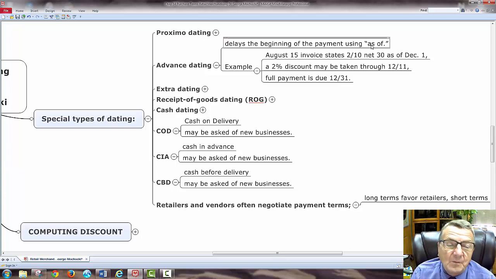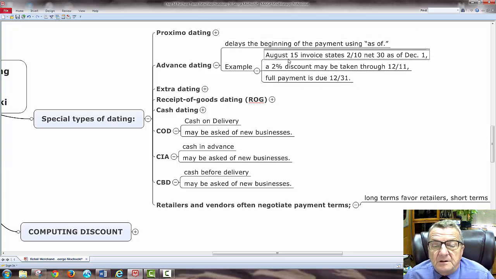Because remember, even if you go to Walmart or Kmart and give them that check, you might as well use your debit card. That's all that check is doing. It's like a paper debit card. You've got the money, it's canceled. Okay. So, for example, August 15th, 2% may be taken to 12/15, payment is due 12/31.